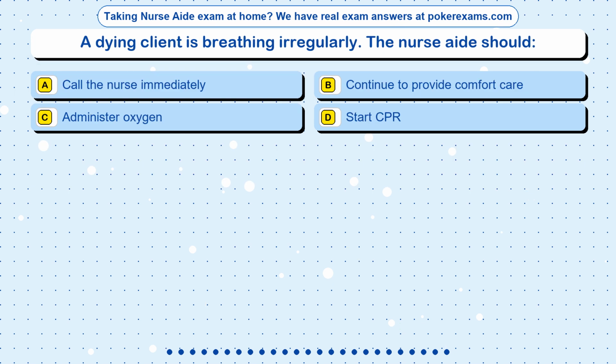Question 19. A dying client is breathing irregularly. The nurse aide should: Option A, call the nurse immediately. Option B, continue to provide comfort care. Option C, administer oxygen. Option D, start CPR.